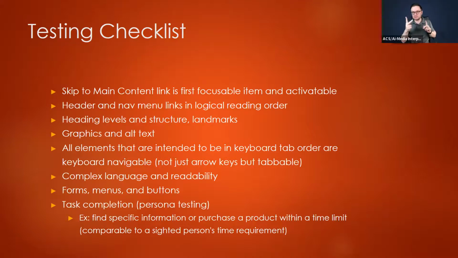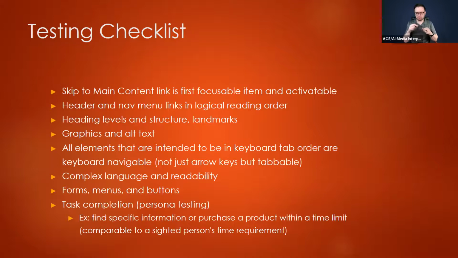So for the testing checklist, things to definitely consider making sure that you have on your site is a skip to main content link. I've seen a few different names of this, but usually skip to main content is good. Obviously, making sure that it skips to that main content block. It should be the first focusable item. So if you hit tab, that's the first thing that should pop up. It should be clear, it should be discernible, and it should be activated. And again, it should be first in the DOM order.